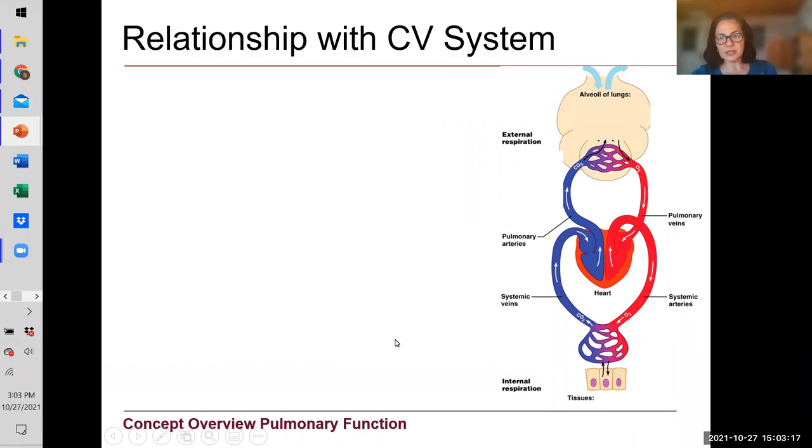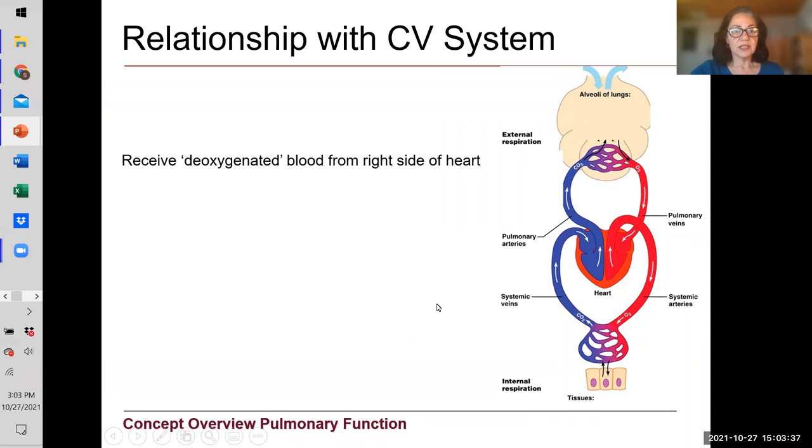Now, how the respiratory system and lungs are related to the cardiovascular system. I know that you've gone over this with Dr. Doig, but we're going to review it again and hopefully give you a way to remember the left and the right sides of the heart. So the lungs receive deoxygenated blood, or used blood, if you want to think of it that way. That comes from the right side of the heart. Now, I know on this figure it appears to be on the left, but it's the patient's right side.